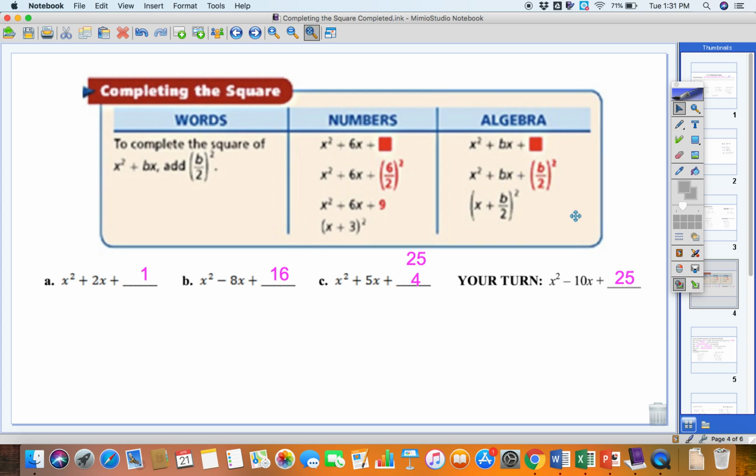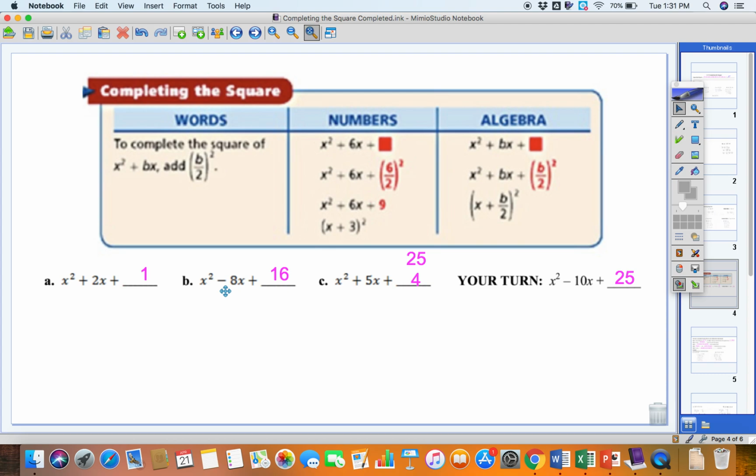And this is it written in algebraic terms, if that helps you. So in A, we're going to take the 2 and divide it by 2. 2 divided by 2 is 1. 1 squared is 1, so we're going to add 1. You're always going to add this last term. On B, we have a b value of negative 8, so we're going to divide it by 2 and get negative 4. Negative 4 squared is positive 16. That's what we're always going to add.